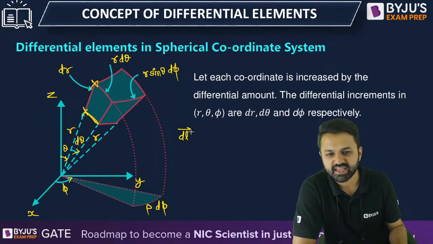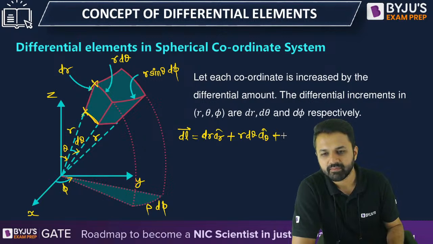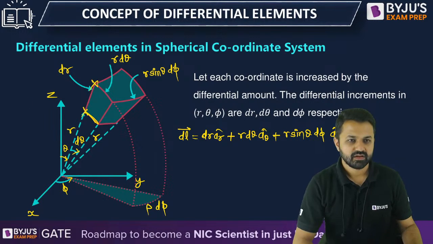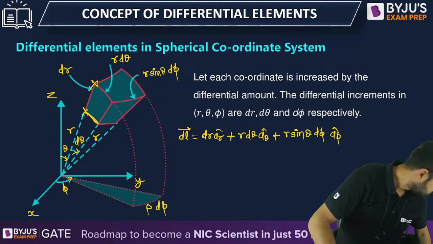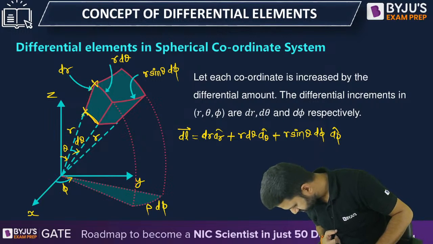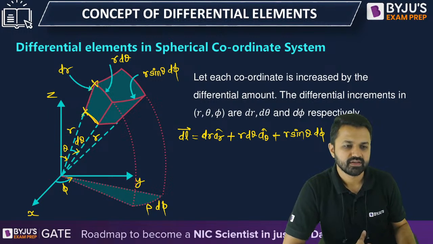So what is the differential length? The differential length is dr a_r plus r d theta a_theta plus r sin theta d phi a_phi. Okay. So this is our differential length.